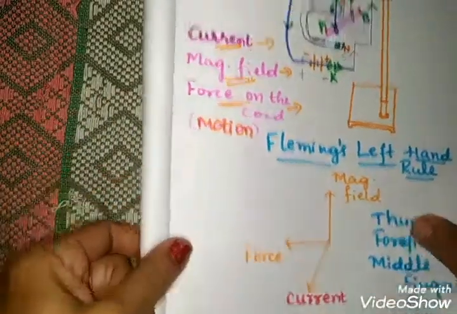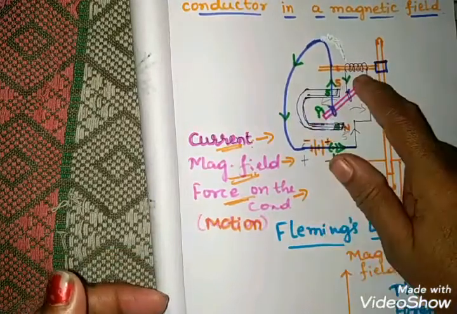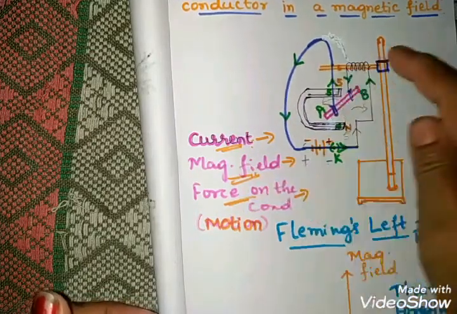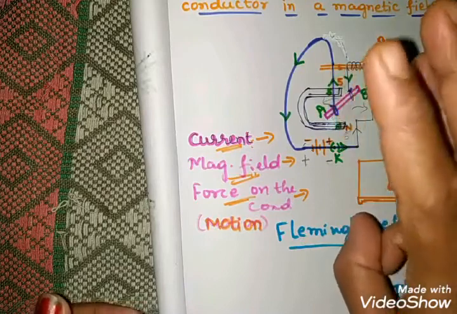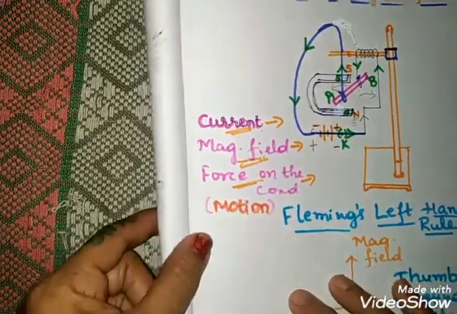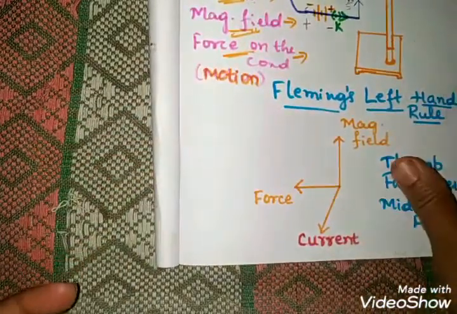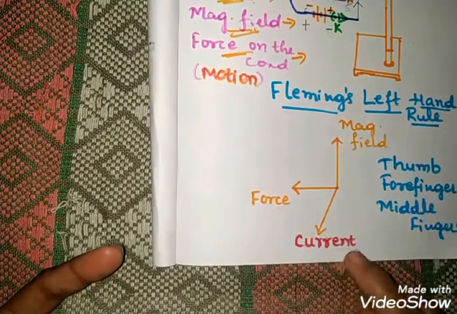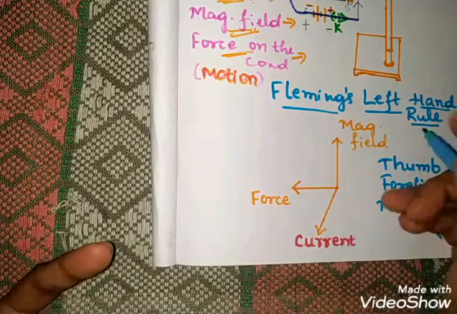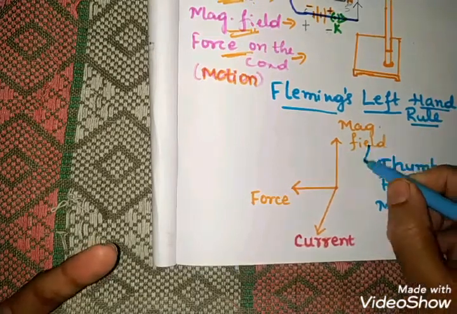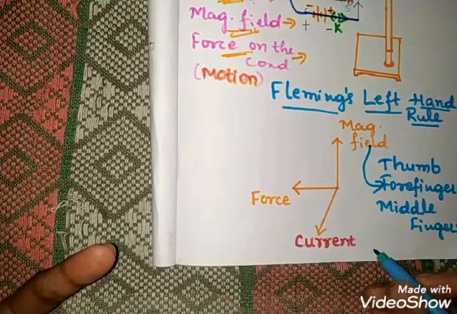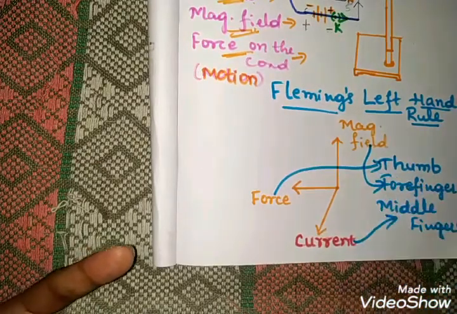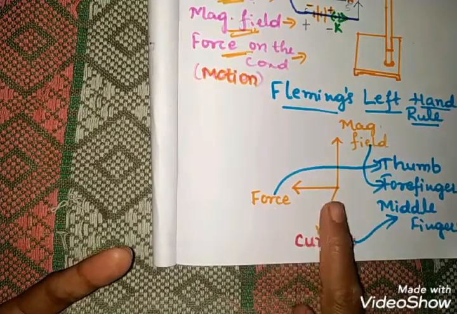So in this activity, that is what we saw, isn't it? Three factors: the aluminum rod experienced motion, the magnetic field was produced by the horseshoe magnet, and the current came through the battery. So we are formulating Fleming's left hand rule to know the directions of these three factors. Here you can observe magnetic field, force and current are shown. Magnetic field is always shown by the forefinger, and the current is indicated by the middle finger. The force experienced by the conductor is the thumb, like this.